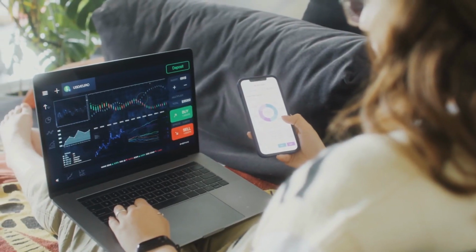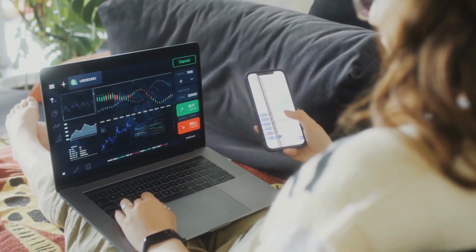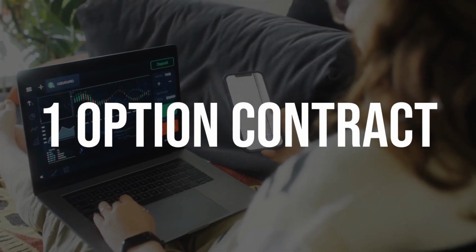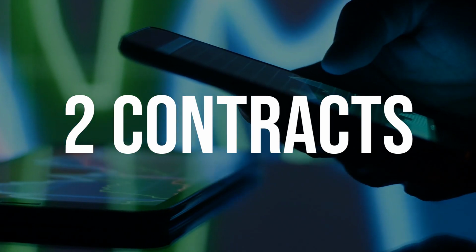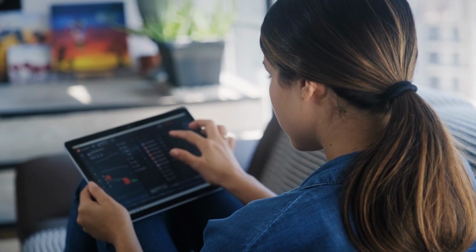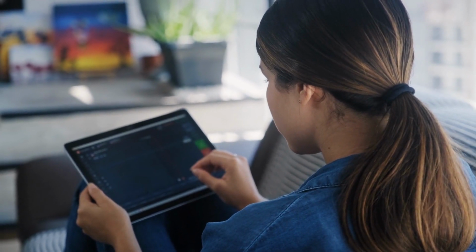Remember, a call option grants us the right to buy the stock at its strike price at a later date. So, if you want the right to buy 100 shares of stock in the future, you'll need to purchase one option contract. On the other hand, if you desire the right to buy 200 shares of stock in the future, you'll have to purchase two contracts. That's what we mean when we say one contract controls 100 shares of the stock.